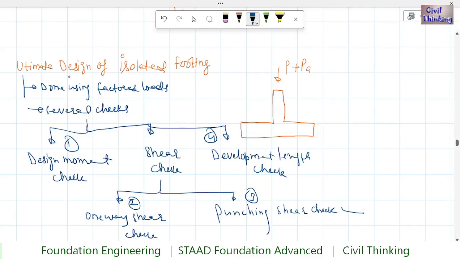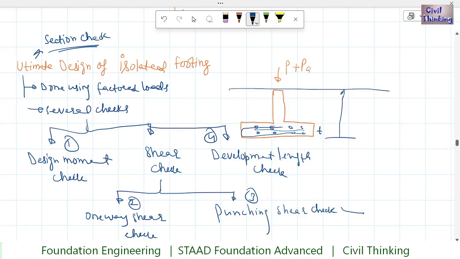Now this ultimate design check is also called what? Section check. Now why is it called a section check? Because using this ultimate design check or section check, we are going to get the dimensions which are visible in the section. So in the section what is visible, we have the thickness of the foundation, and also we get the reinforcement. And also we have the depth of foundation, right? So let us begin one by one.